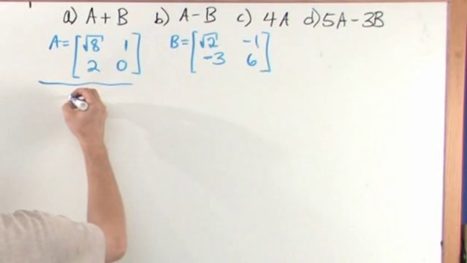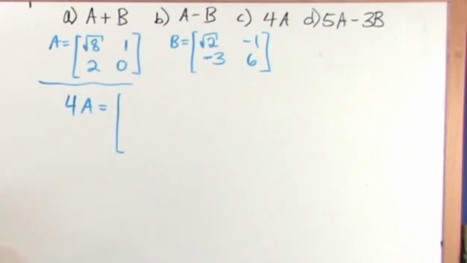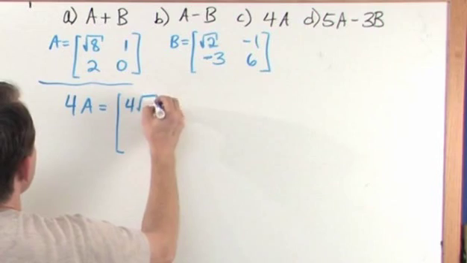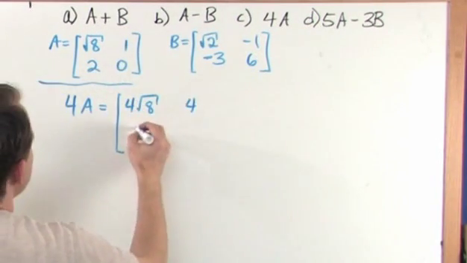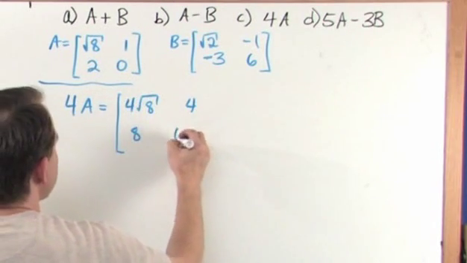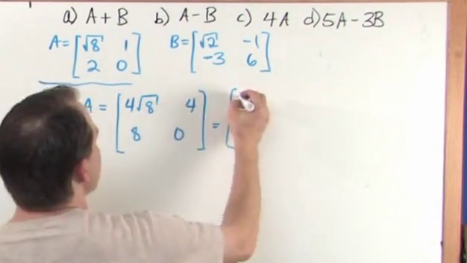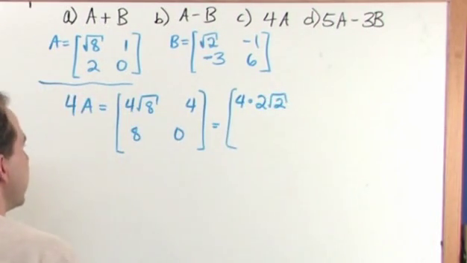Okay, now if you wanted to do part C, which is 4 times the matrix A, it's the same thing as before. You go back and you're looking at the matrix A and you multiply every element times 4. So it's going to be 4 times the square root of 8. 4 times 1 gives me 4. 4 times 2 gives me 8. 4 times 0 gives me 0. But remember that this square root of 8 can be written as 2 times the square root of 2. That's exactly what it's equivalent to.